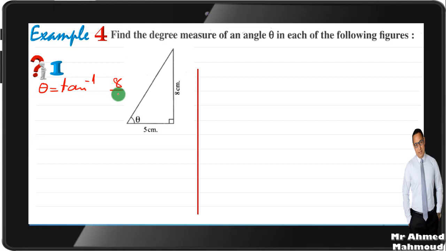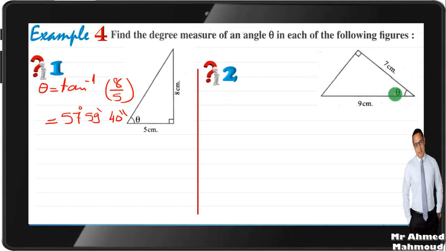8 over 5, which equals 57 degrees 59 minutes 40 seconds.